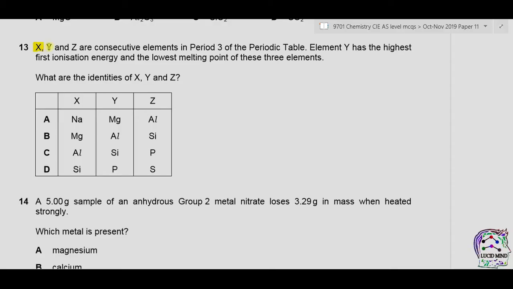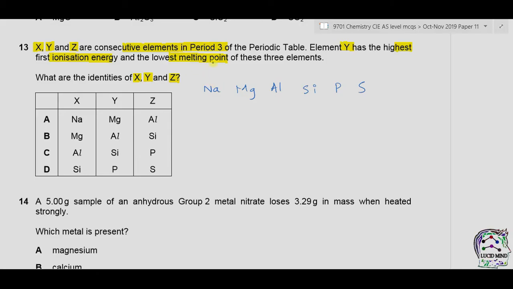Question 13. X, Y and Z are consecutive elements in period 3 of the periodic table. Element Y has the highest first ionization energy and the lowest melting point of these 3 elements. What are the identities of X, Y and Z? Now the elements given in this table, based on the atomic numbers, can be written in a sequence like this. We have sodium, magnesium, aluminum, silicon, phosphorus and sulfur.